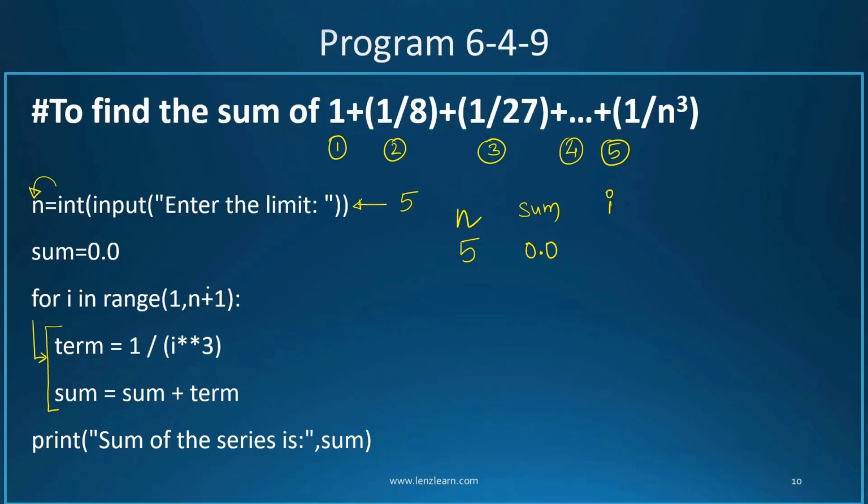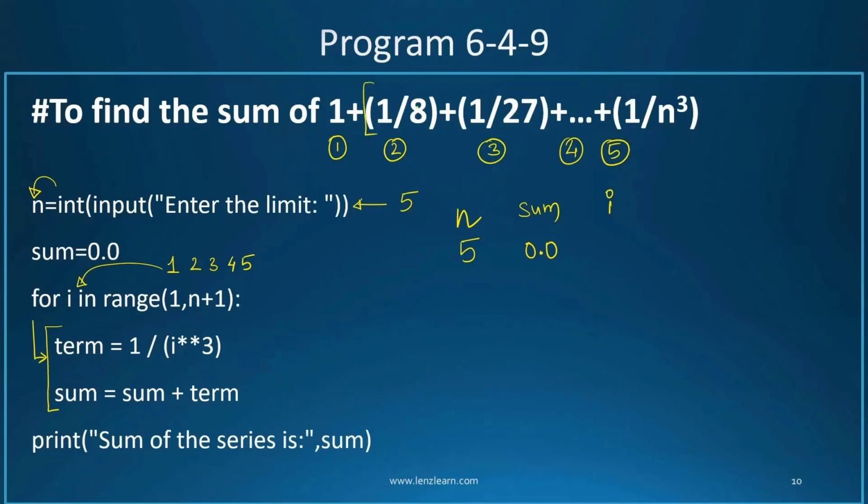1 to n plus 1. So n plus 1 is 6. So the range 1 to 6 will have values 1, 2, 3, 4, 5. Okay, so the first value 1 will be loaded into i, and then I will generate the term that should be added to the sum.